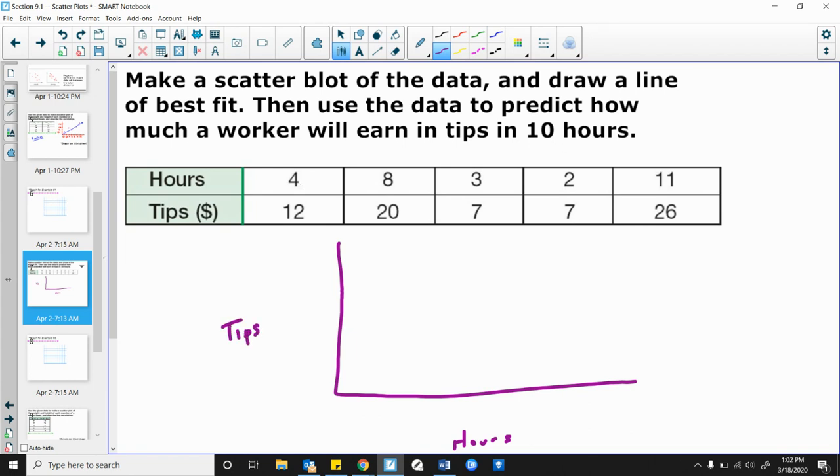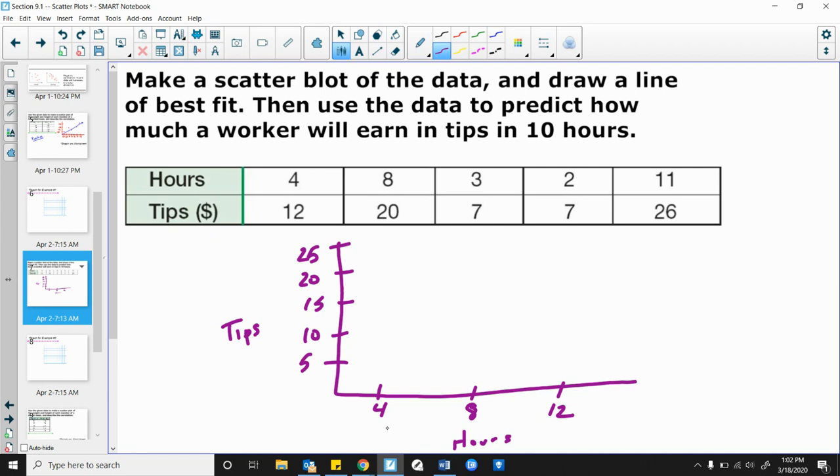Okay, so for hours, it goes up to 12. Let's count by 4s. So we'll go 4, 8, 12. And then for tips, it goes up to 26. Let's count it by 5s. So 5, 10, 15, 20, 25.